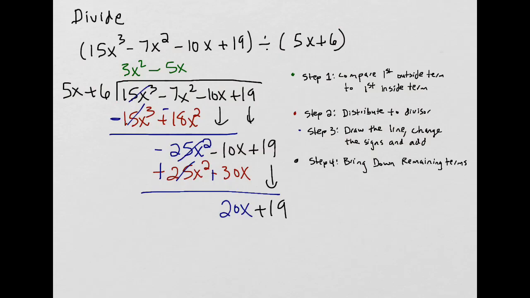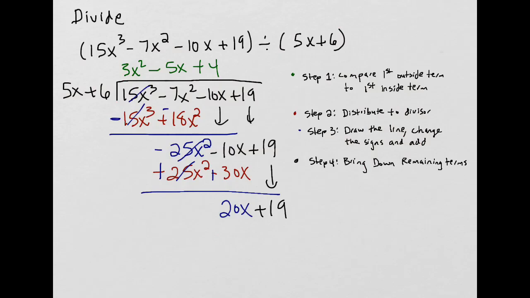Okay, it looks like we can go one more cycle through. So 5x times what would give me 20x? That's the question. Well, in this case, it would just be 4. So again, I'm going to do this step in green.